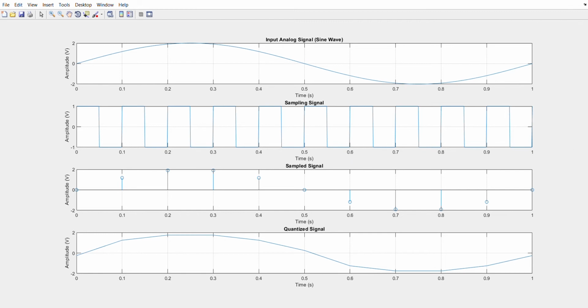Switching the encoding bit to 2, we get this graph. As you can see, the quantized signal is not very representative of the input analog signal. Switching it to 4, however, would produce a much clearer graph, as the peaks reach the expected amplitudes.